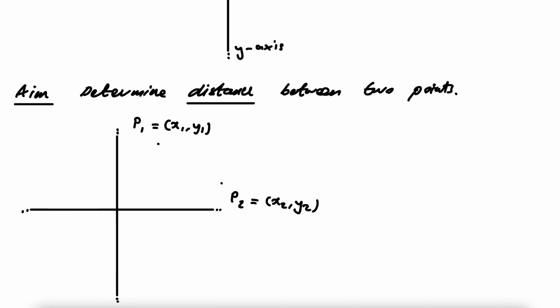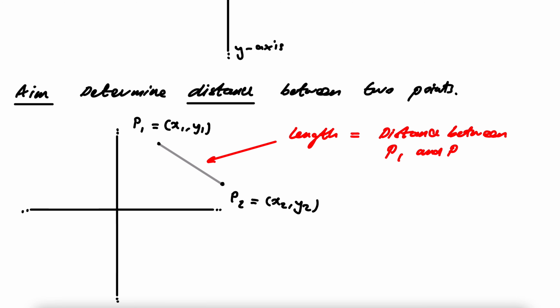All right. What is the distance? Well, intuitively, it's just going to be the length of that straight line, isn't it? It's the length of that straight line. So the length of that is equal to the distance. That's what I mean by distance. Now, how are we going to calculate that?